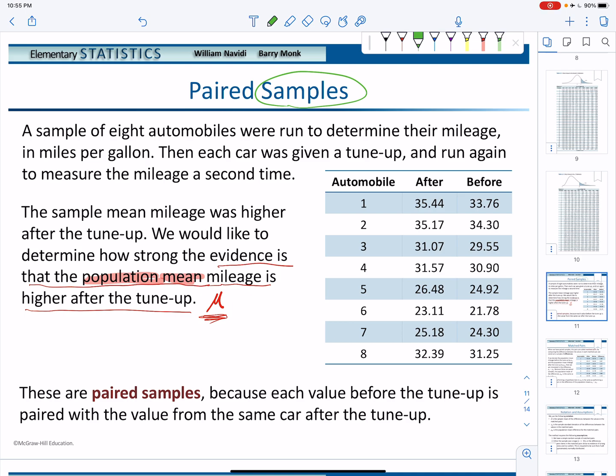In fact, you can take a look at the sample. In this case, n is 8. We have 8 samples, right? 8 cars that were sampled. And mu is our population mean, but remember in the past x bar was our sample mean. Now something's going to be a little bit different here because we're going to take a look at the difference of the two pairs. Well, let's move on and we'll see what's going on with that.